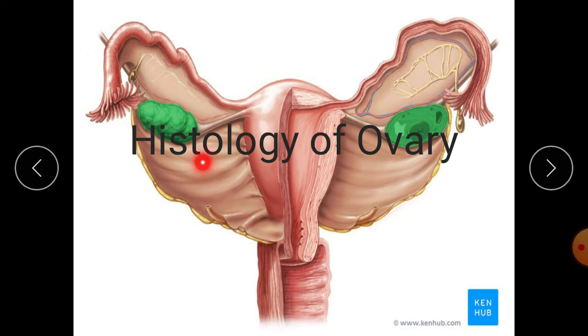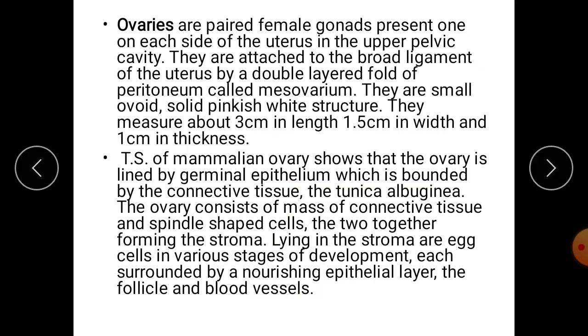This is called mesovarium. With the help of mesovarium as well as the ligament, the ovary is connected to the uterus. They are attached to the broad ligament of the uterus by a double layered fold of peritoneum called mesovarium.